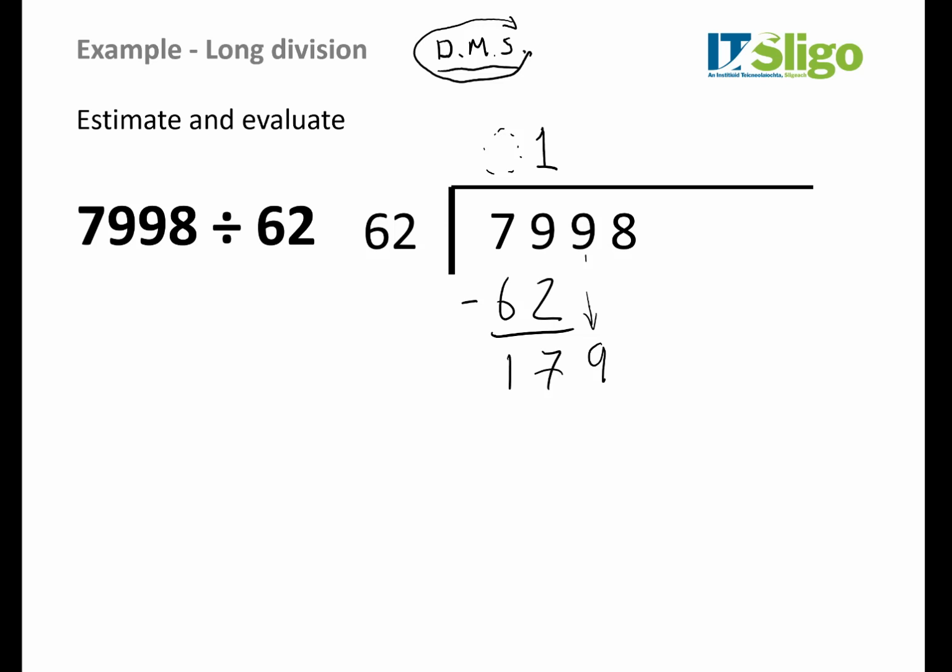62 into 17 won't go. It shouldn't, because we'd have made a mistake. But 62 into 179, it's nearly 3 times, but it's not, because 3 times would be 180. So it's going to be 2 times. That's the hardest bit, guys, that division. So 62 will go into 179 2 times. And sometimes, guys, you might have to go off and do a little bit of rough work.